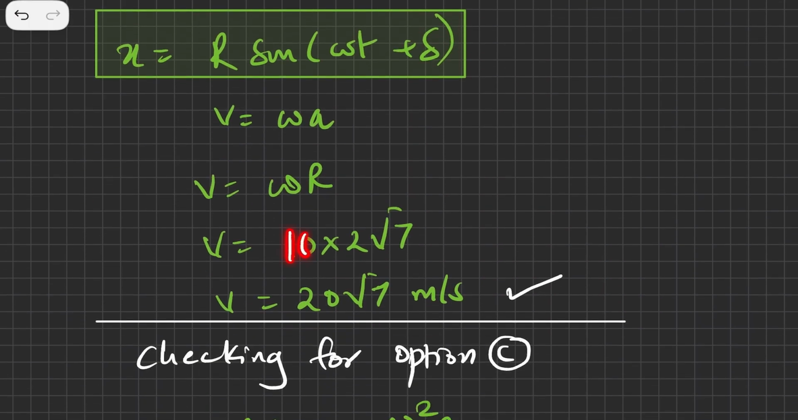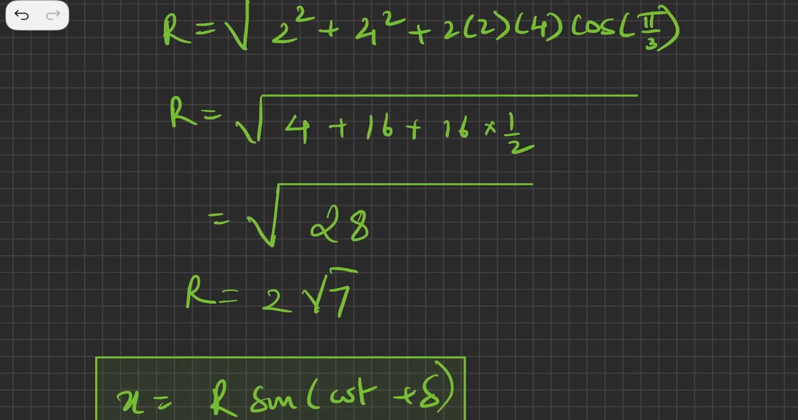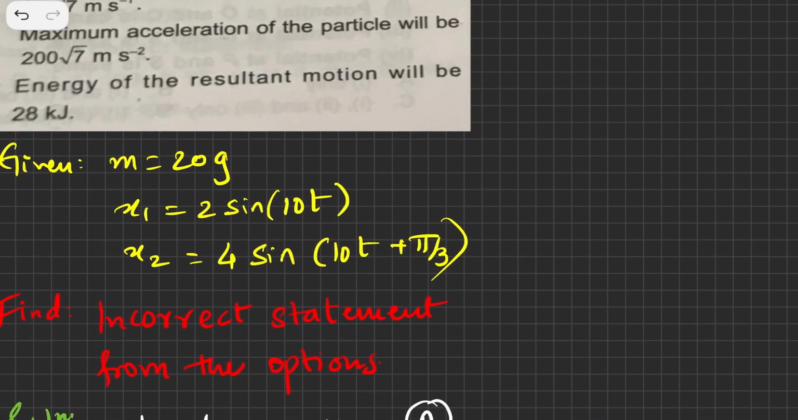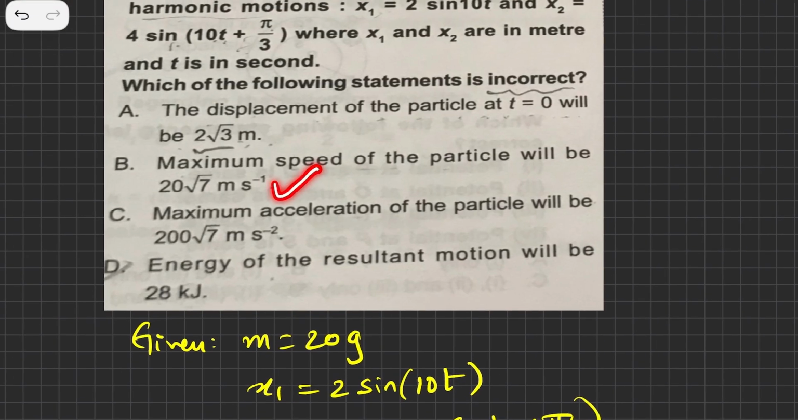So omega is 10 for both the waves. R I have just found out, that is 2 root 7. So 2 into 10 is 20 root 7 meters per second. So this is velocity, which is the second option. So ideally this statement is also correct. So this cannot be our answer because we are supposed to get the incorrect statement.